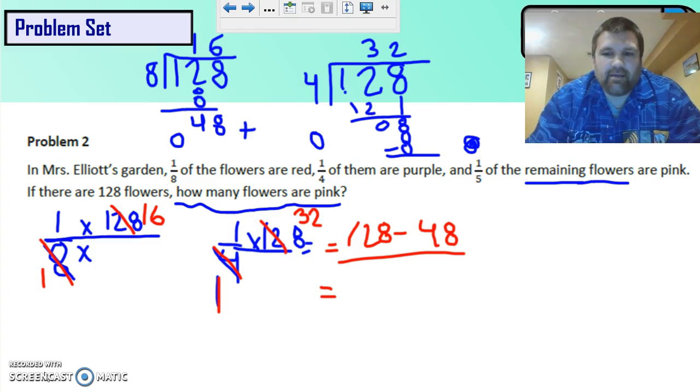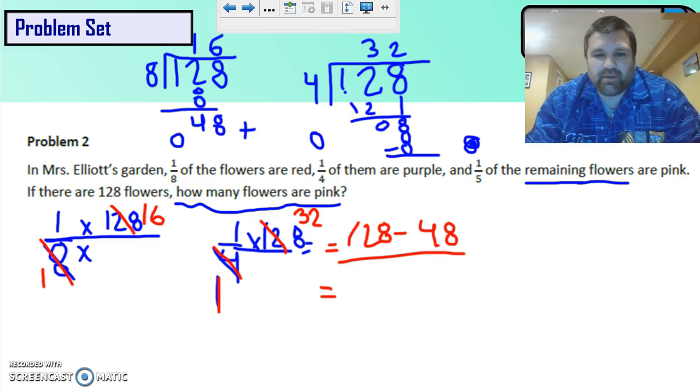Welcome back. Okay, hopefully you paused. Okay, so here we go. So I've already done the work. So we wanted to find out Mrs. Elliott's garden. 1/8 of flowers were red, 1/4 of them were purple, and we want to find the remaining flowers, which are pink, and 1/5 of the remaining. So we know there are 128 total flowers.